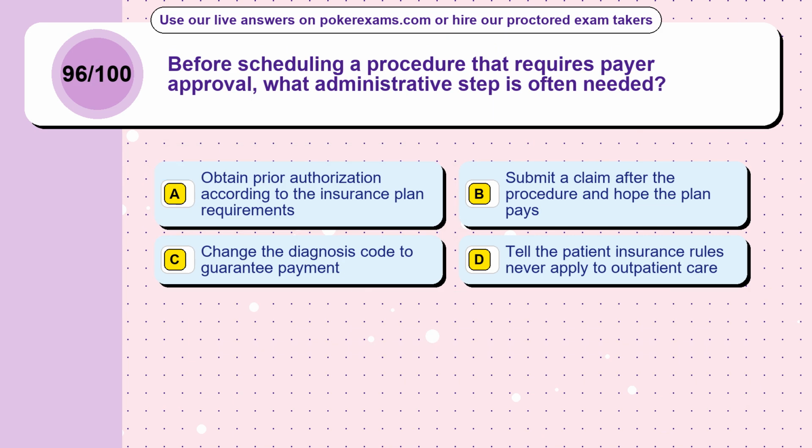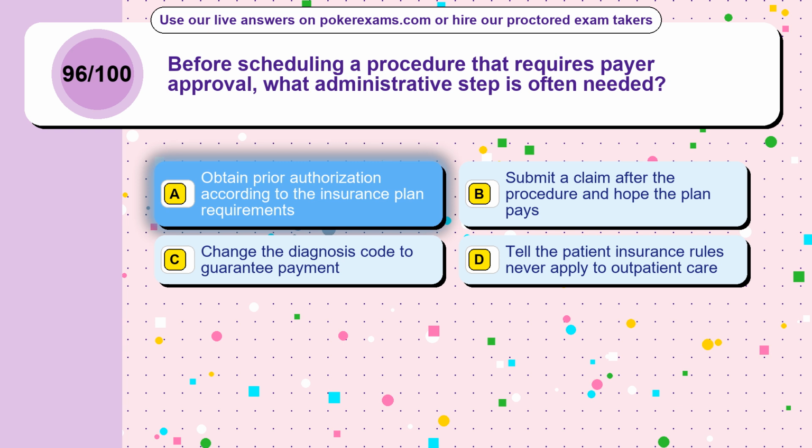Question 96. Before scheduling a procedure that requires payer approval, what administrative step is often needed? Option A. Obtain prior authorization according to the insurance plan requirements. Option B. Submit a claim after the procedure and hope the plan pays. Option C. Change the diagnosis code to guarantee payment. Option D. Tell the patient insurance rules never apply to outpatient care.